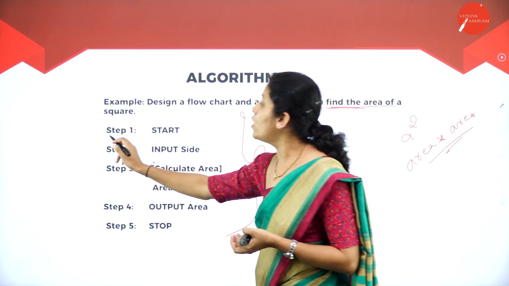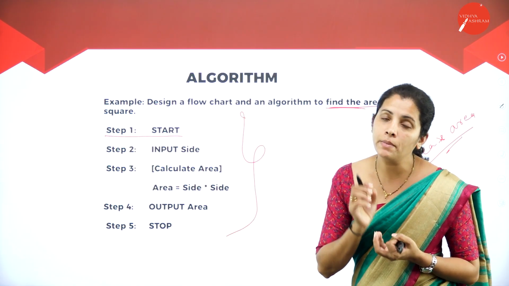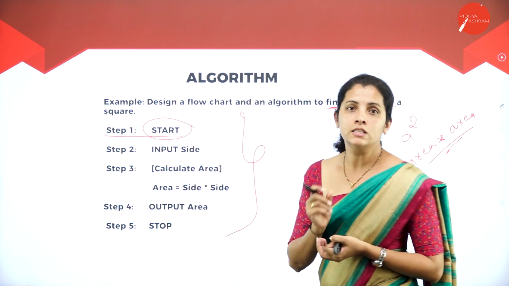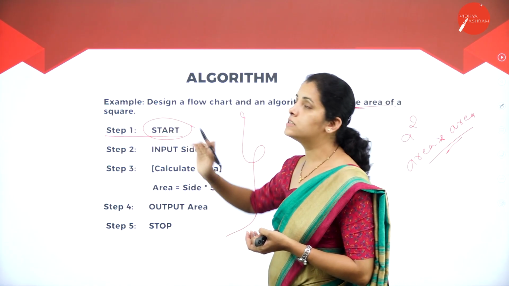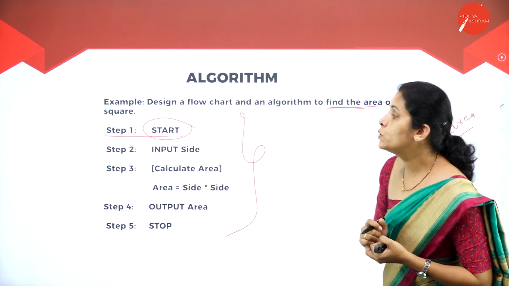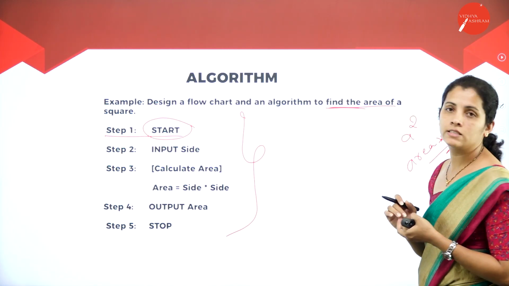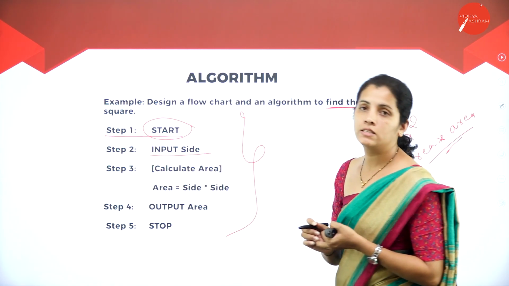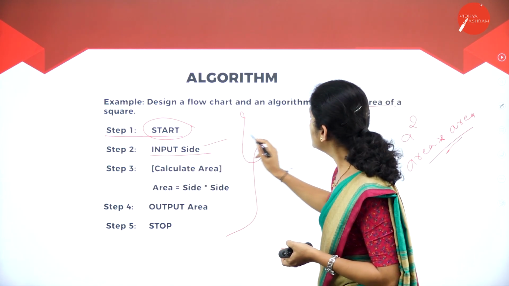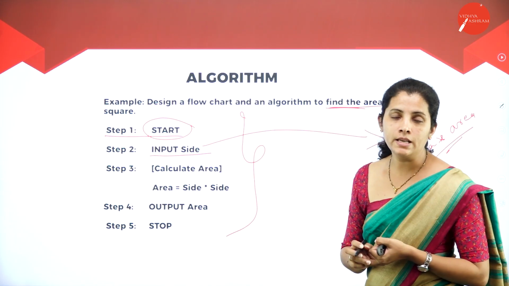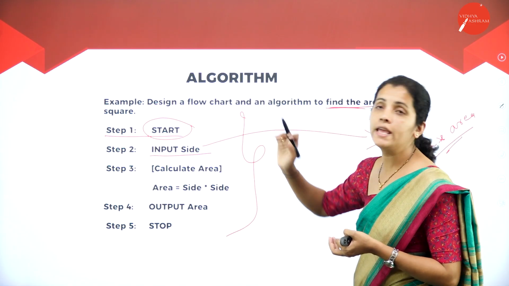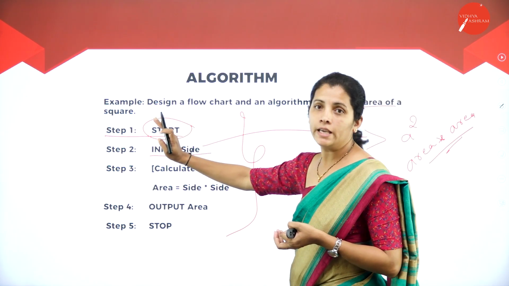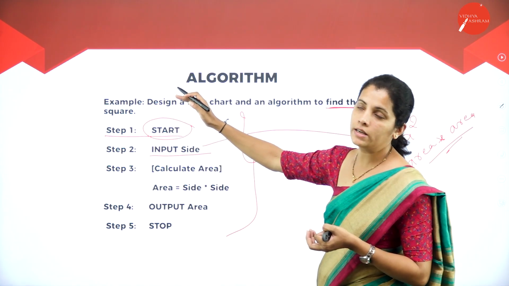So at the beginning, what am I going to have? I'm going to start my algorithm. That is the reason I'm going to use the word start. This is my first step. After that, what do I want to read? I want to read the side. That means I want to read the side of my square. So that is my input to this algorithm.